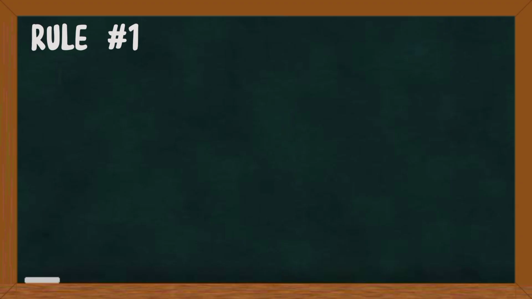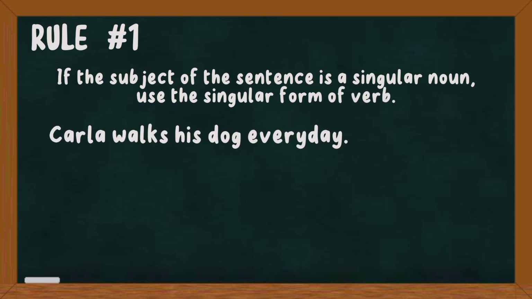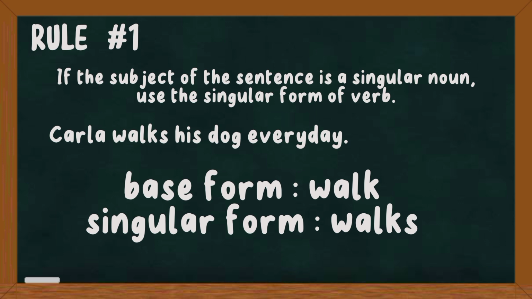Rule number 1. If the subject of the sentence is a singular noun, use the singular form of verb. For example, Carla walks his dog every day. The subject of the sentence is singular. Therefore, the verb in the sentence is in singular form. Remember that the singular form of an action verb adds the letter S to the end of its base form.